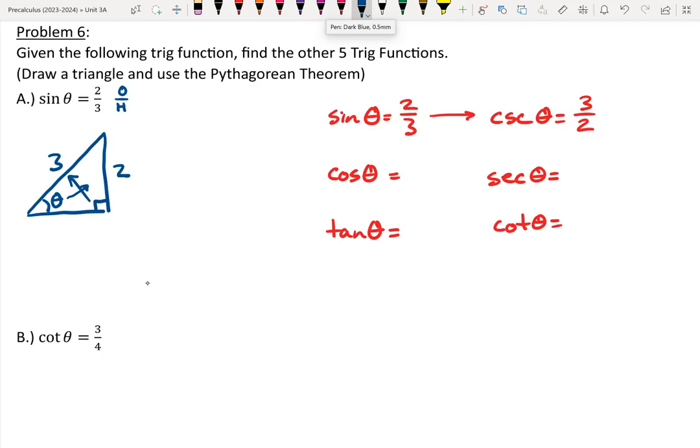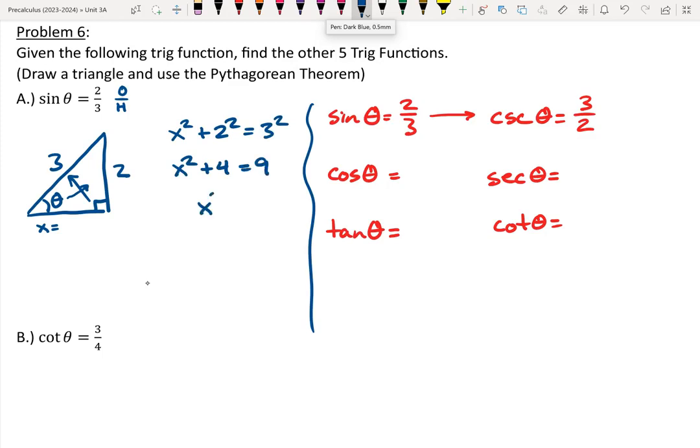Now, to be able to do the rest, cosine, tangent, and all the rest, we need the adjacent side. So that means we need to solve for that adjacent side there. But to do that, we just use our Pythagorean theorem. So x squared plus 2 squared equals 3 squared. And that would give me x squared plus 4 equals 9. x squared equals 5, and x is equal to the square root of 5. So now I know my adjacent side is the square root of 5. And now I can fill in the rest.